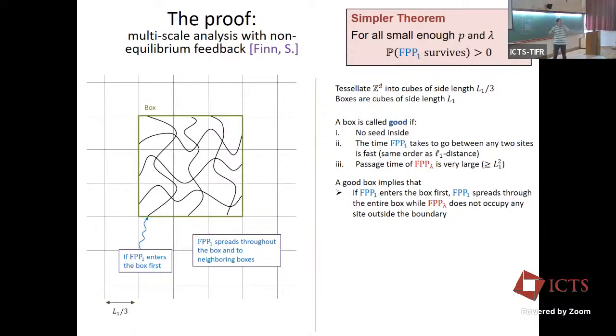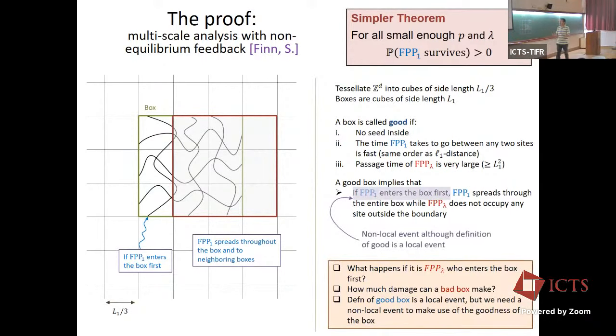Okay? So if I have a good box, it's completely taken by FP1. And since boxes overlap, like these two boxes, it gets FP1 to the neighboring box and I can make it spread. So I'm very happy if I get a good box. Right? But there's a really huge problem here.